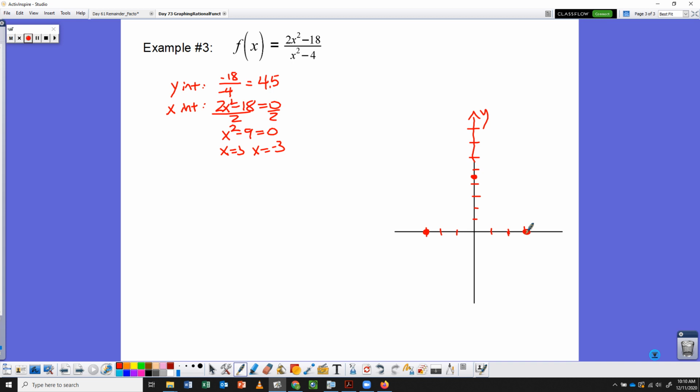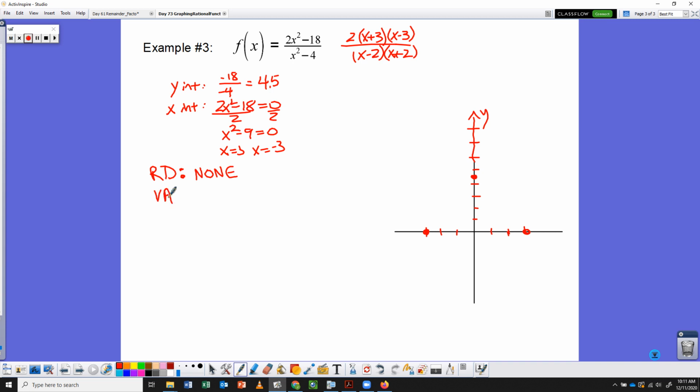Okay. Next step, removable discontinuities. Let's see if we have any. We've already factored the top. It was 2 times x plus 3 times x minus 3. And now I'm going to factor the bottom. X squared minus 4 is going to give us factors of x minus 2, x plus 2. So in this problem, there are no factors that cancel out. Because there's no cancellation between factors from my numerator and denominator, that means I will not have any removable discontinuities. So no holes in our graph for us to worry about, which is kind of nice.